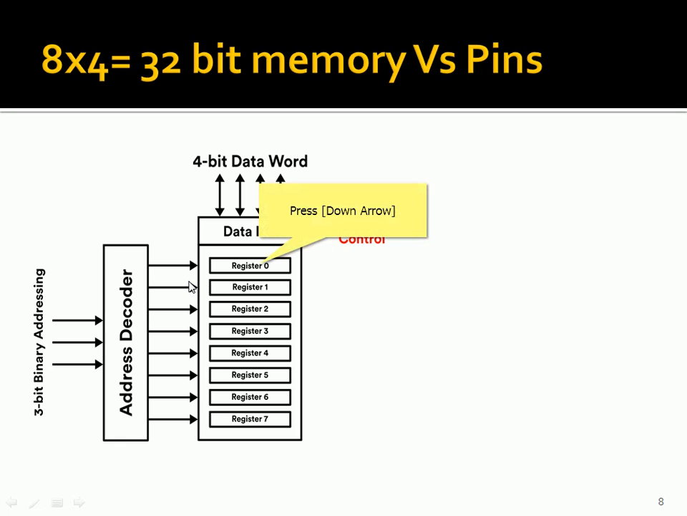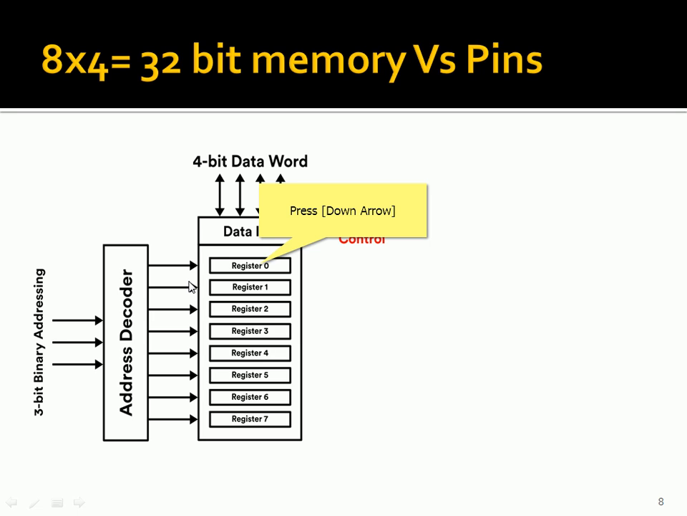Let us see some further smaller size. Earlier the 128 bit, now we have 32 bit. So that is 8 rows and 4 columns. So 8 rows are there, and each row will be 4 bits. So the first row will be register 0, then similarly the last row will be the last register, register 7. So the 4-bit data word will be there.